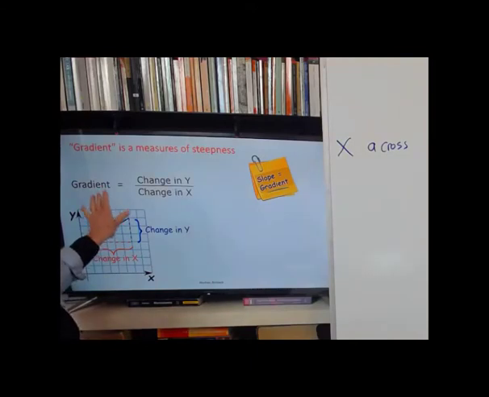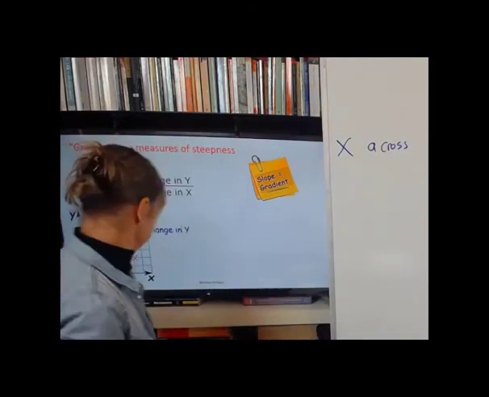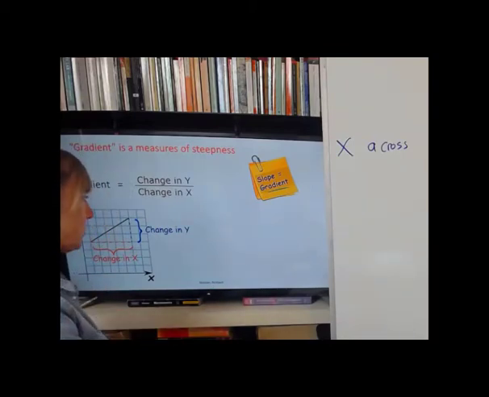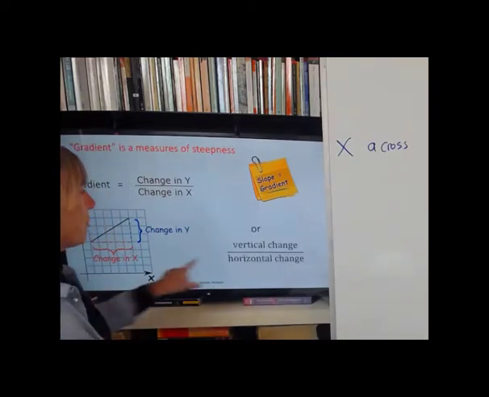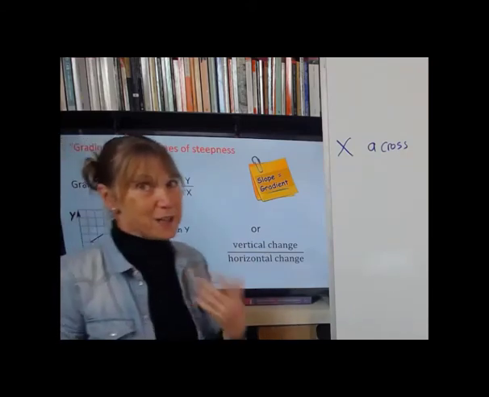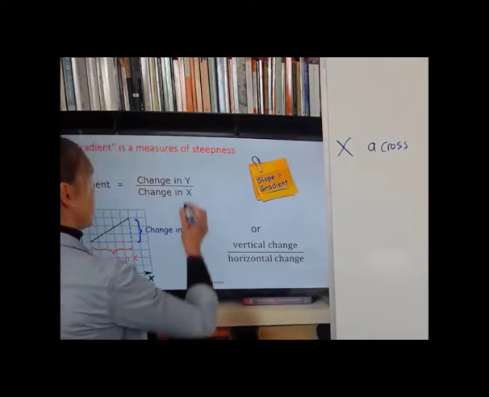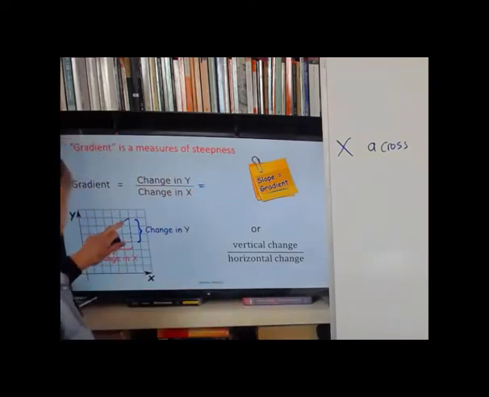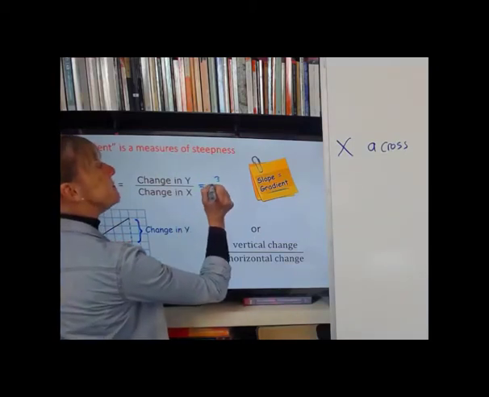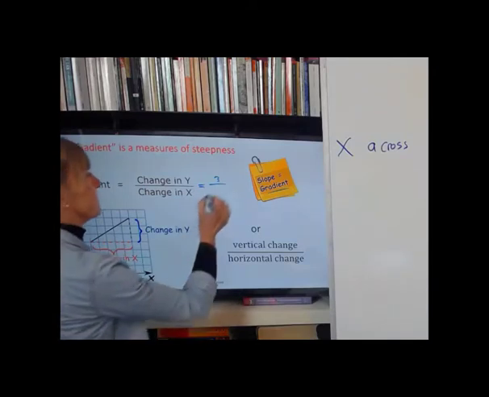So here it is. Gradient is the change in y over the change in x. You could also think of it as the vertical change over the horizontal change. And remember, when I keep saying over, I'm talking about a division. So let's calculate this gradient. The change in y is 1, 2, 3, divided by the change in x, 1, 2, 3, 4, 5.